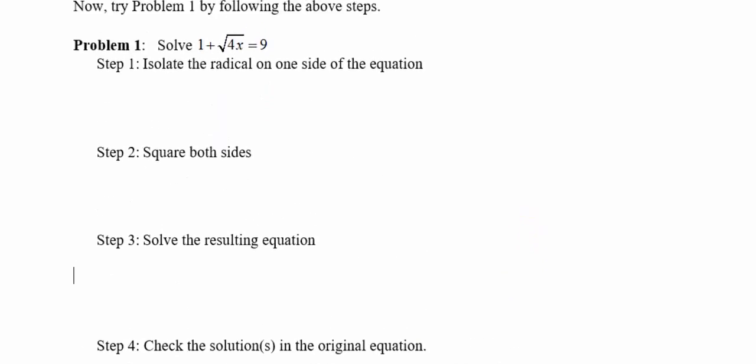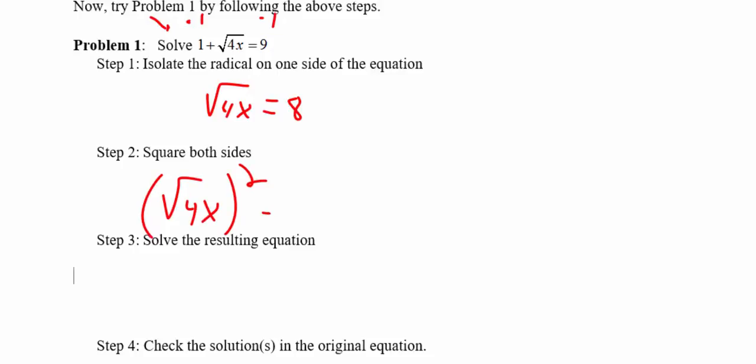All right, so let's take a look at problem 1. We're going to solve 1 plus the square root of 4x equals 9. The first step is to isolate the radical on one side. If we subtract 1 from both sides, you end up with the square root of 4x equals 8. We were able to remove the 1 by subtracting 1 from both sides. Next, we square both sides. If I square the 4x and square the 8, that would leave me with 4x equals 64.